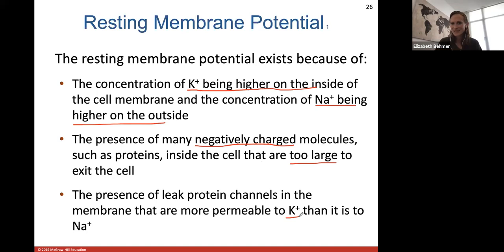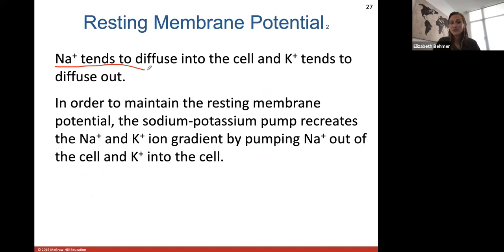Sodium will always tend to diffuse into the cell because it's traveling down its concentration gradient. So I'm kind of putting up here is outside of the cell, down here is inside of the cell. Sodium is more concentrated on the outside of the cell. So when there are leak channels open or a gated channel open, sodium will travel down its concentration gradient into the cell. And potassium will always tend to diffuse out following its concentration gradient. And again, in order to maintain the resting membrane potential, the sodium potassium pump is constantly working to recreate these gradients by pumping more sodium out and more potassium in.